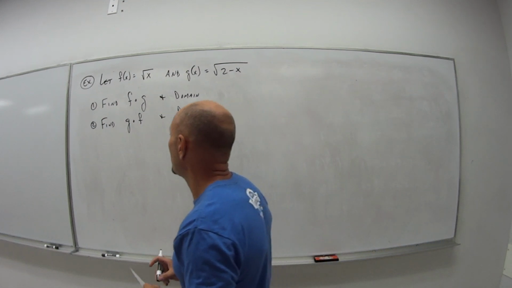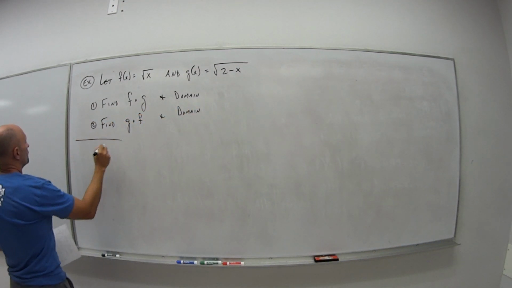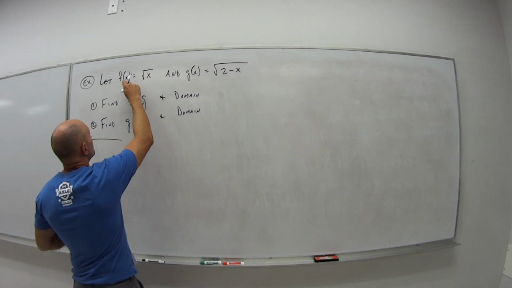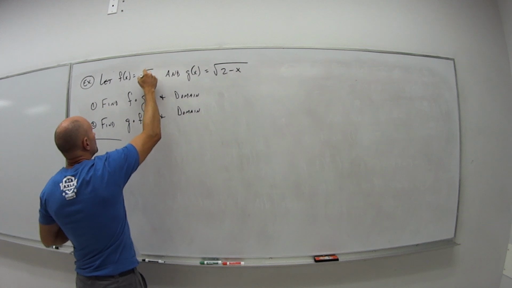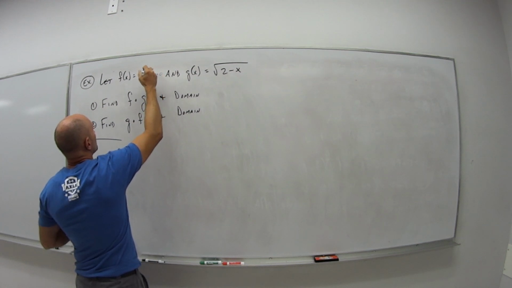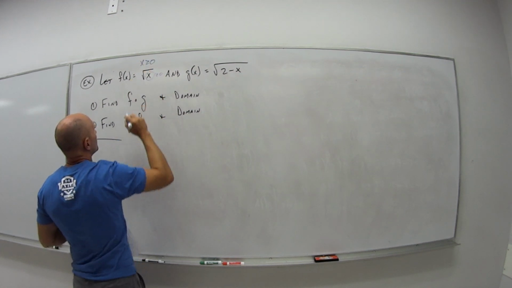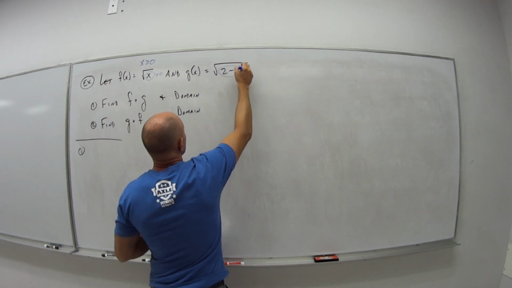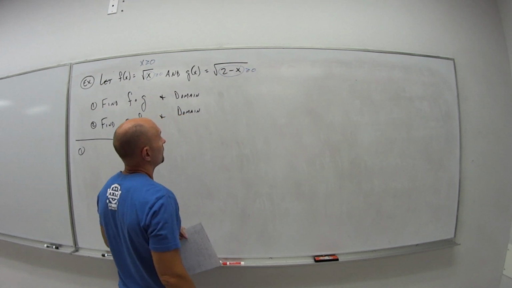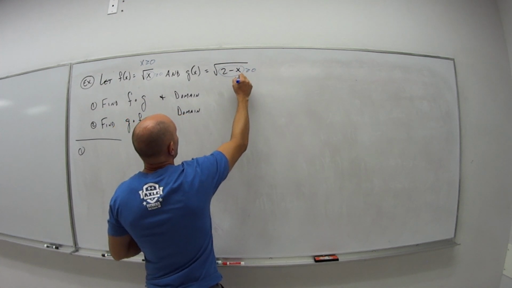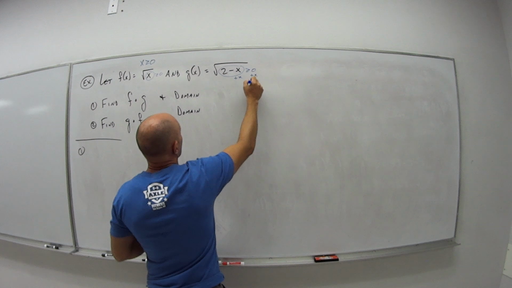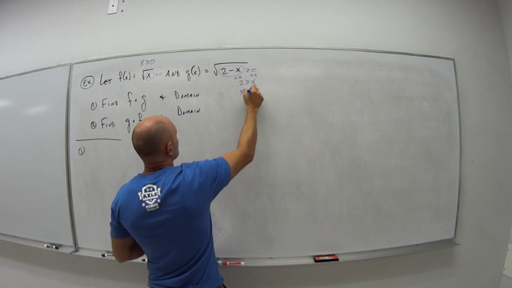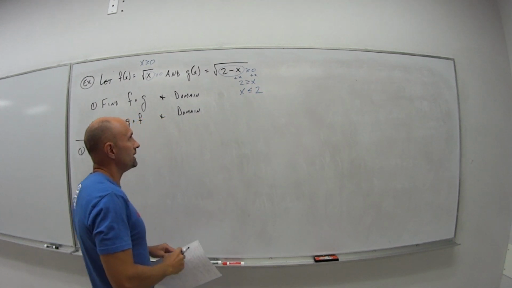If you hit pause and you tried it, let's deal with number 1 first. Well, actually, first, let's figure out each of these different domains. For this one, the value underneath has to be greater than or equal to 0, right? So that means x has to be greater than or equal to 0, because it's a radical. Same thing here, this has to be greater than or equal to 0. So if I add x to both sides, that means what? x is less than or equal to 2. So if I flip it so it looks right, x is less than or equal to 2.